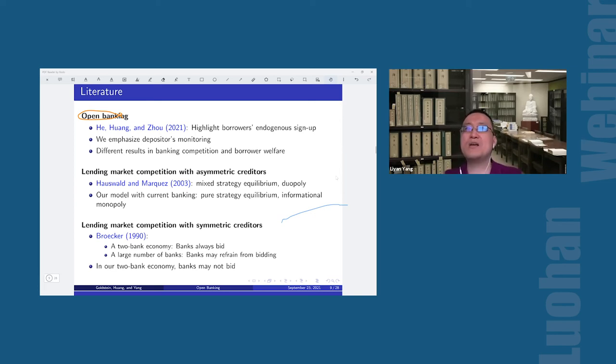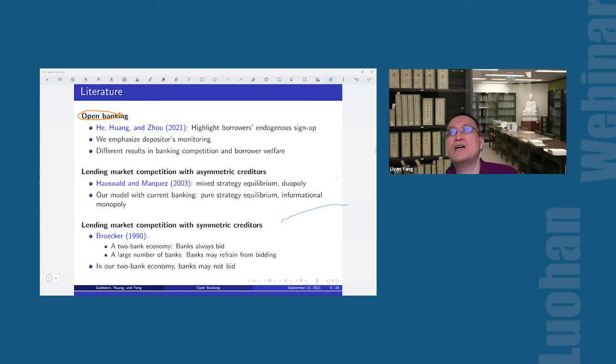But that's kind of overturned the initial intuitive argument. Like Canada's case, they think that borrower welfare will increase. Actually, in some cases, the borrower welfare will also decrease. And so our paper will take an abstraction away from that part. So in our paper, we assume data differs from information.